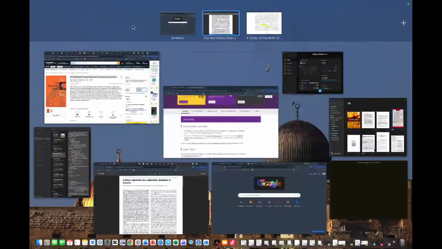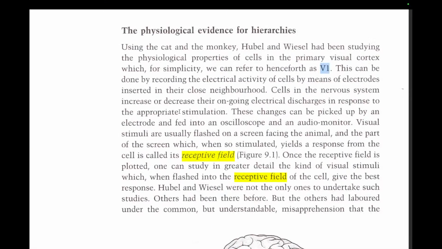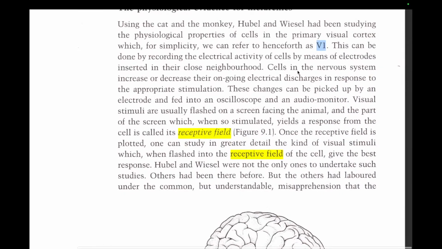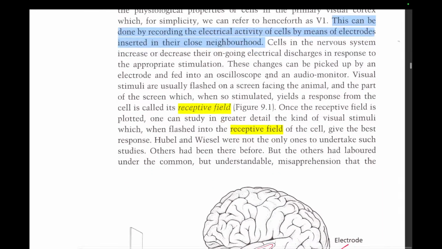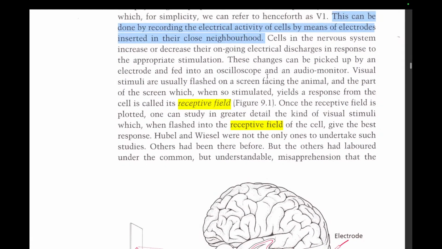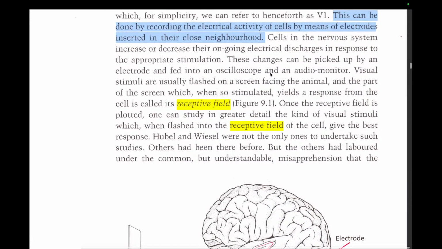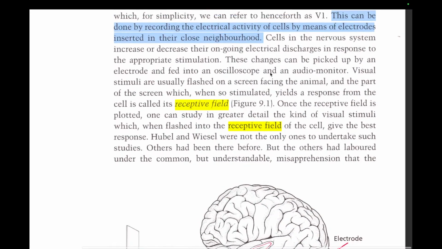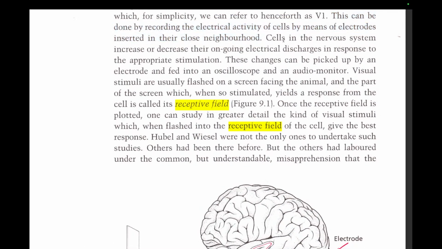So, going back here, this can be done by recording the electrical activity of cells by means of electrodes inserted in their close neighborhood. This is done on cats and monkeys, and it's completely ethical and fine. Back in the day, they would not really take much care. Nowadays, they do.